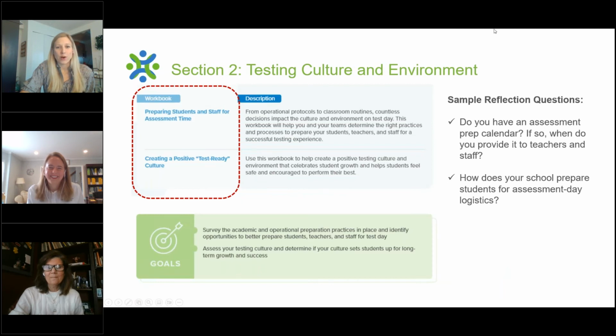Moving on to our next section, which is really about testing culture and environment. What was the purpose of this section, and why did we create it?